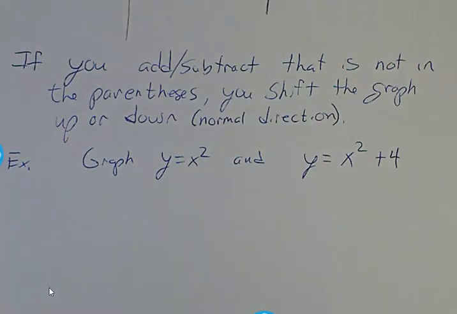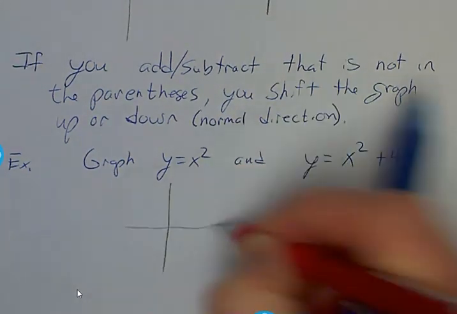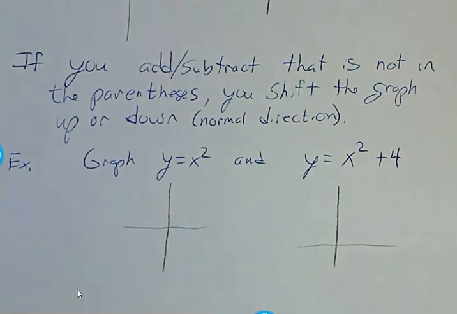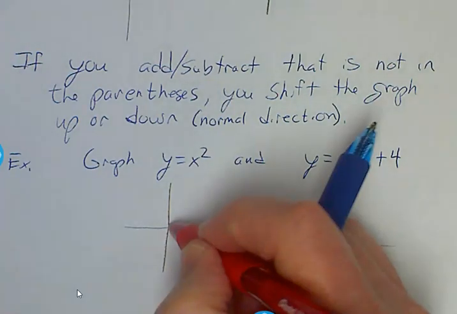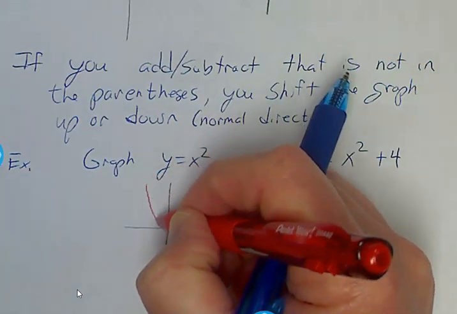So for one like this, we graph these. So if we do y equals x squared, again, it's going to start at 0, 0, just like if we do absolute value. It would start at 0, 0, and then we're going to make this thing a U-shaped graph.